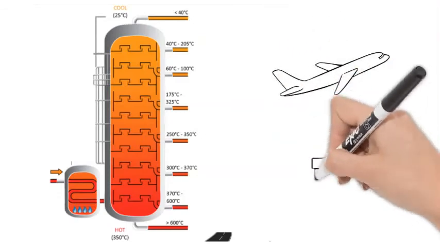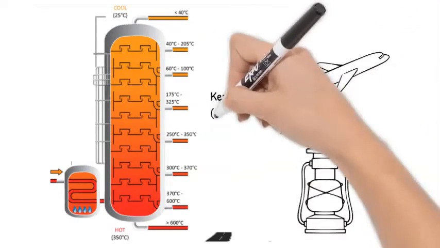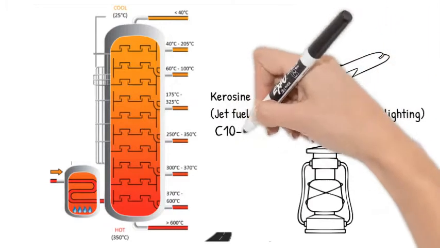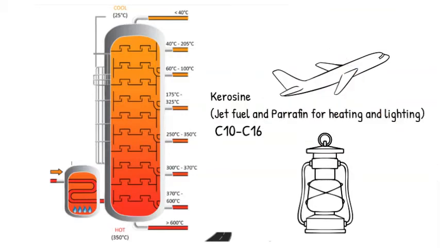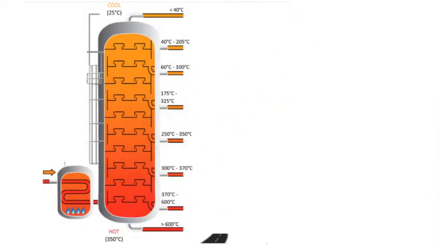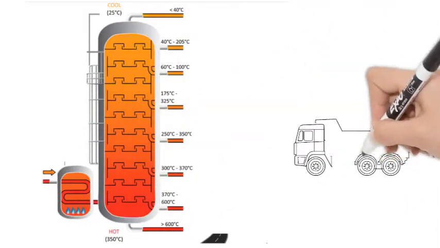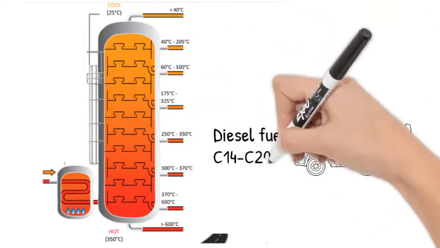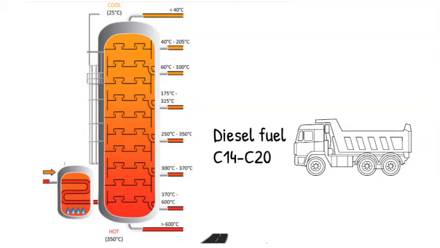Now, in our next fraction, collected at a higher temperature, we have kerosene that makes up jet fuel and paraffin that is used for heating and lighting. And these have between 10 and 16 carbon atoms in the hydrocarbon. In our next fraction, we have diesel, used for trucks and cars. Like many of these fuels, they release a lot of carbon dioxide and pollutants into the air. But diesel fuel takes longer to burn, having between 14 and 20 carbons in the hydrocarbon chain.